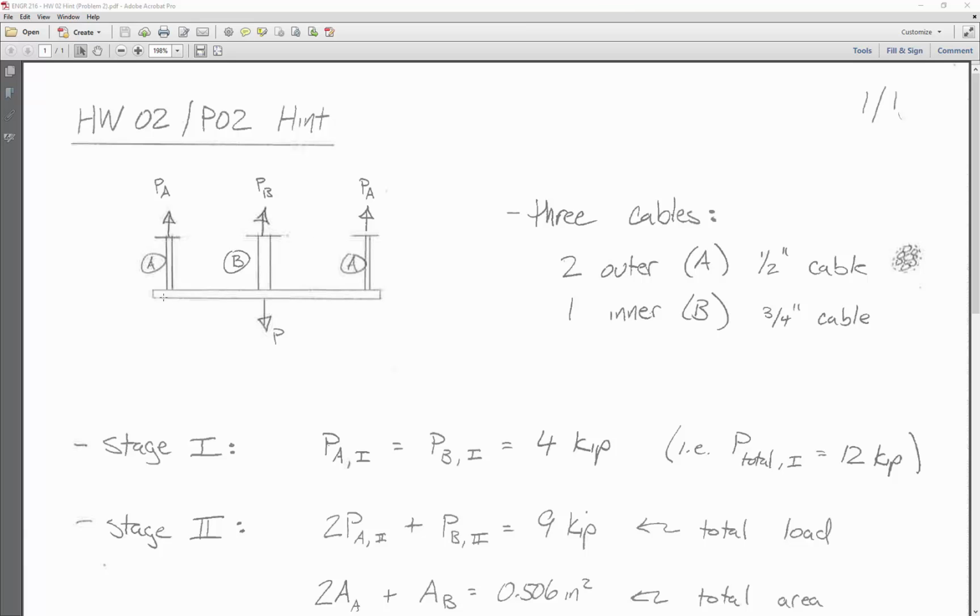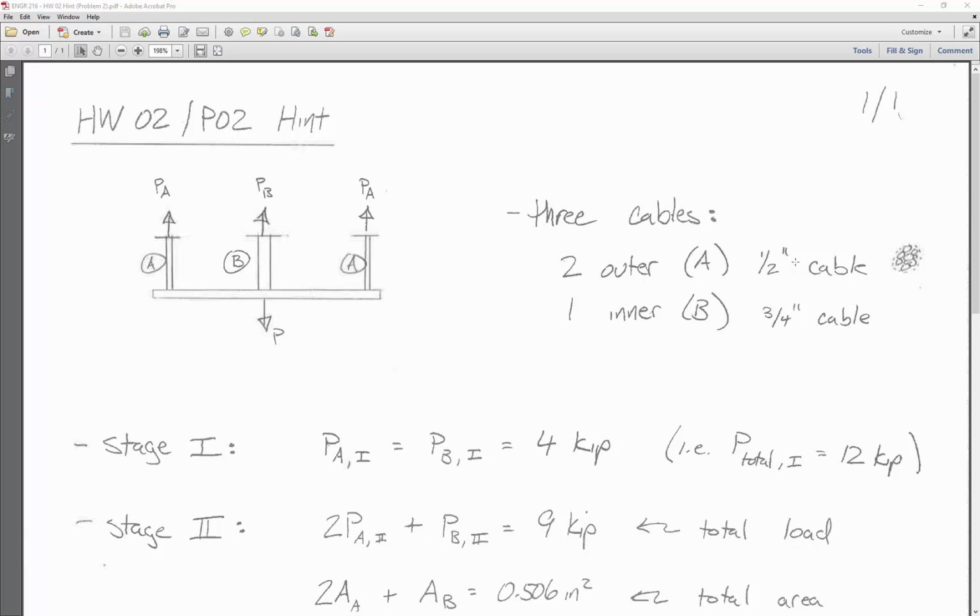So to start, we have a rigid bar that's being subjected to a load P that's pulling downward, and that load's being resisted upwards by 3 cables. I've called the outer cables A, and the inner cable B. There are 2 outer cables, the A cables, and the inner cable, the B cable.